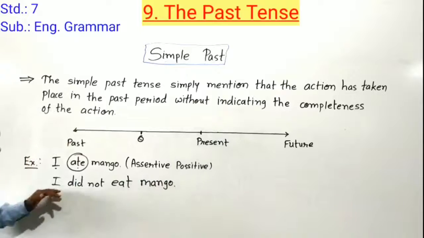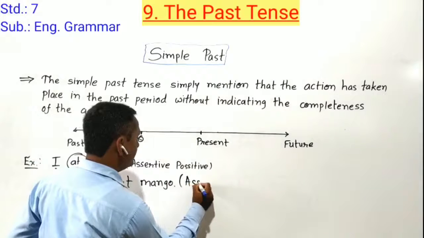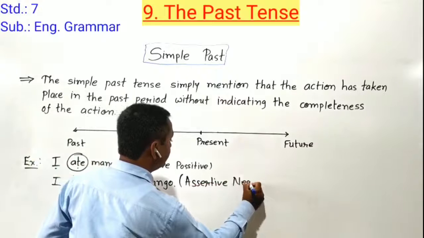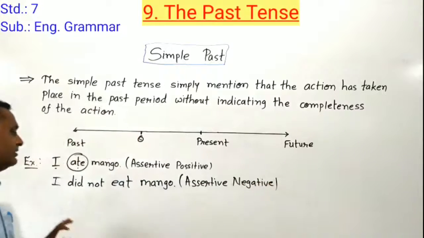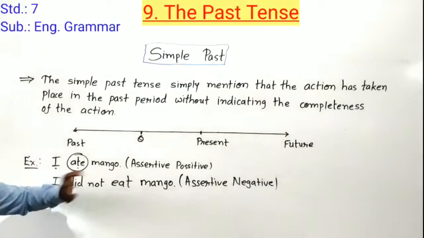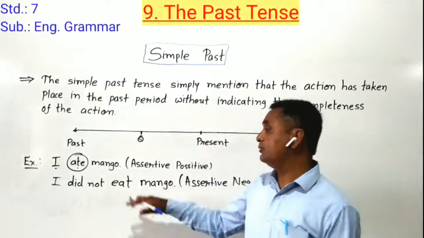So students, now we have converted it into the assertive negative form. Can you understand, students? It has become an assertive negative sentence. Now we have to convert it into an interrogative sentence. How do we convert it into interrogative form?